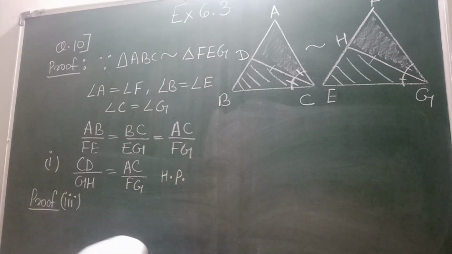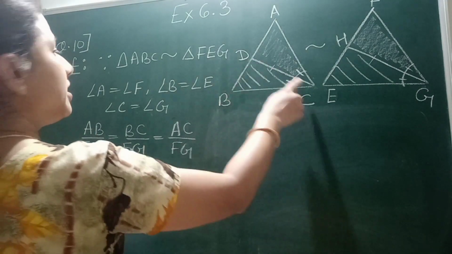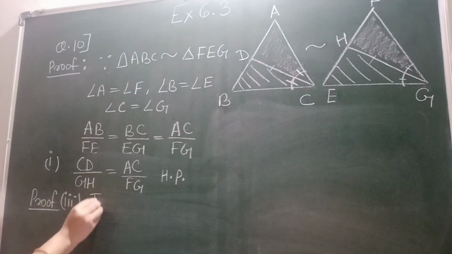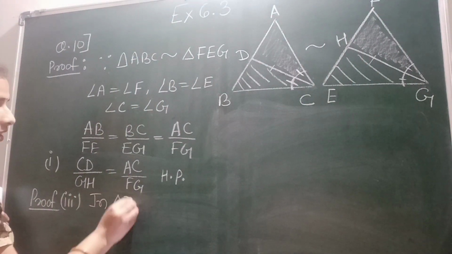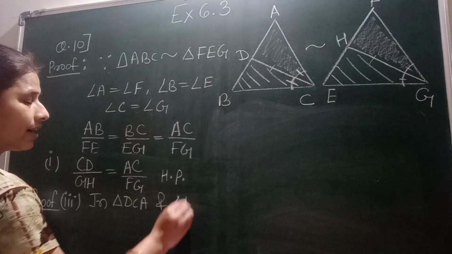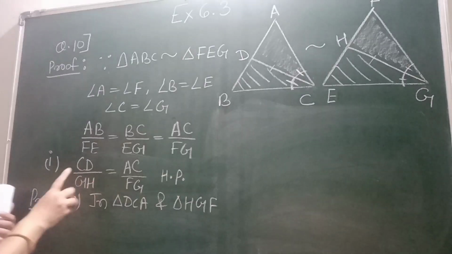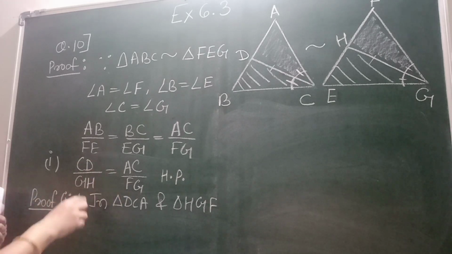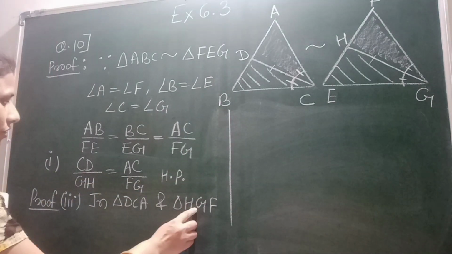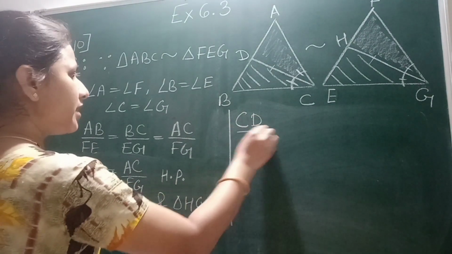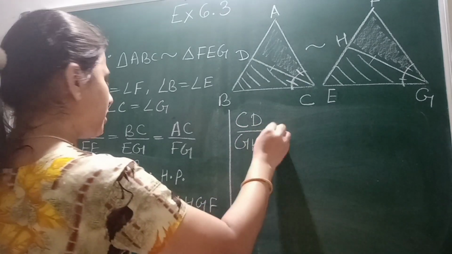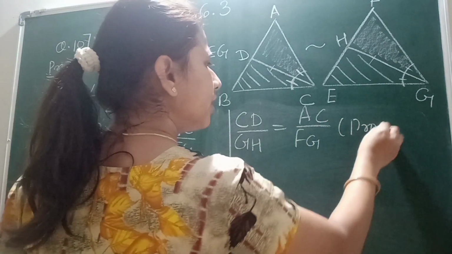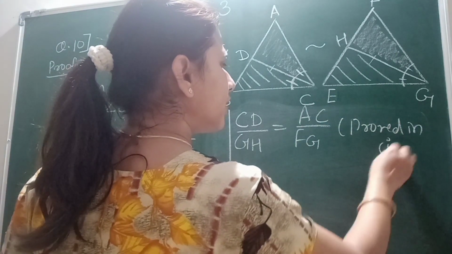In the third part, we have to prove triangle DCA is similar to triangle HGF. Okay, so we will start our proof. In triangle DCA and triangle HGF, as we proved in the first part, the ratio of corresponding sides is equal in both the triangles. So we will use this: CD upon GH is equal to AC upon FG. What will we write? Proved in first part.